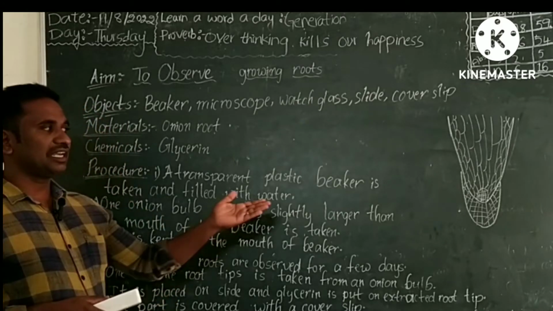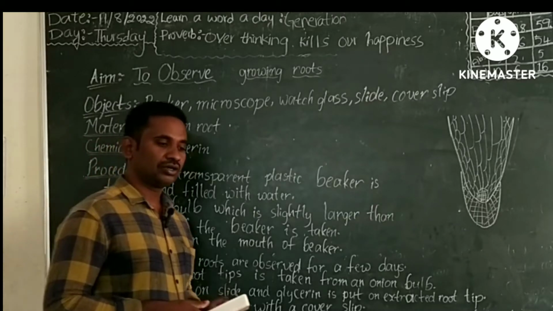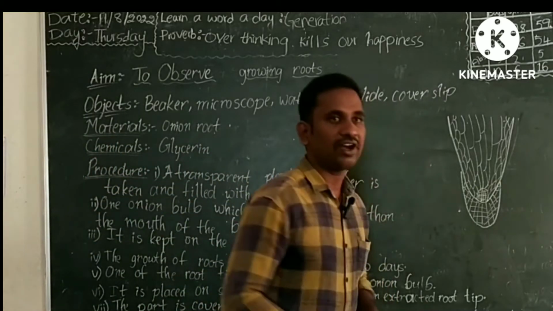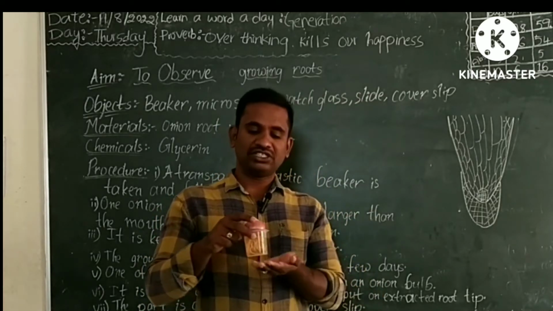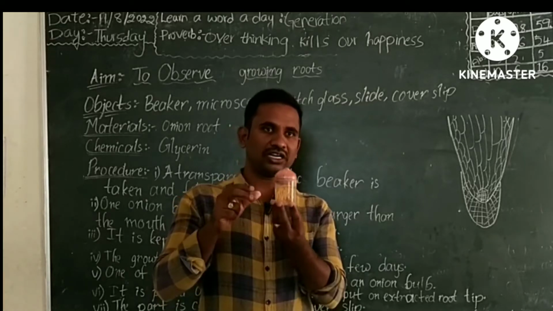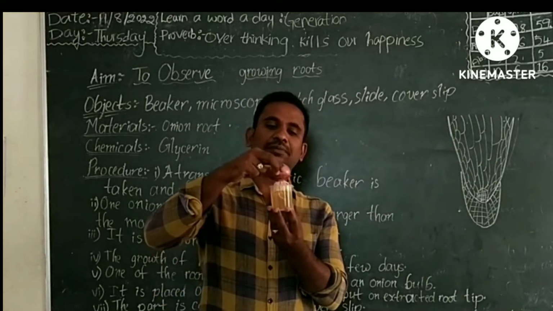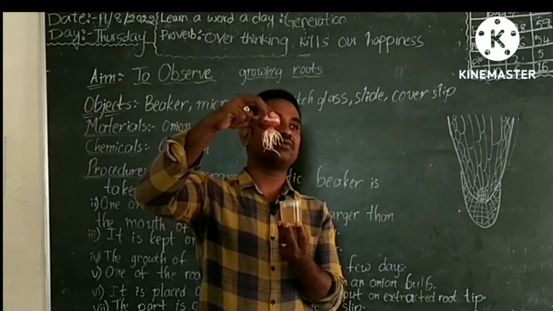That's why we are collecting onion roots. Five days earlier we grew the onion. We took one plastic beaker, poured some water up to the brim, and kept a bulb of onion touching the water of the beaker.